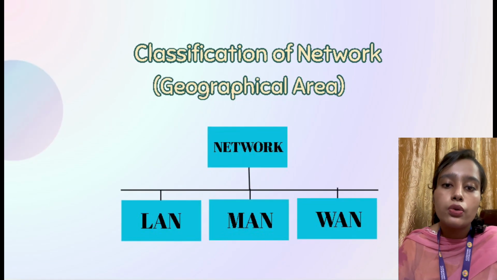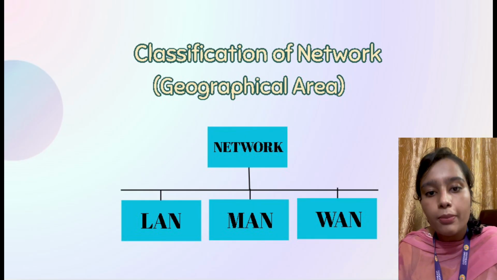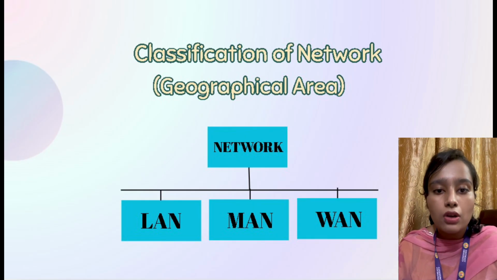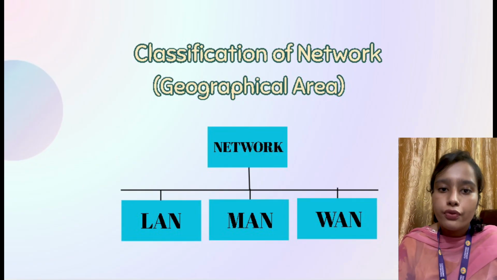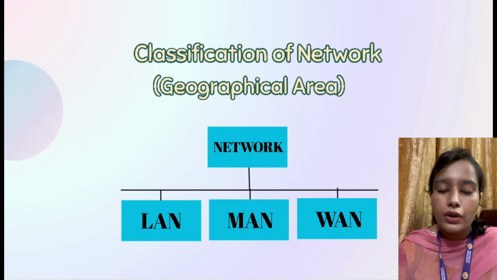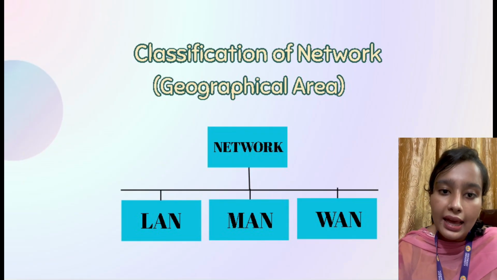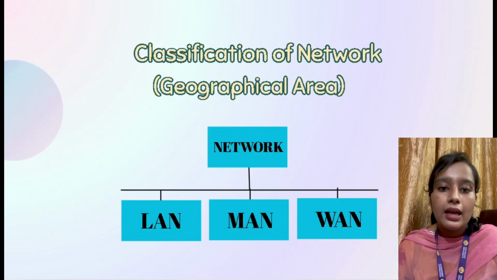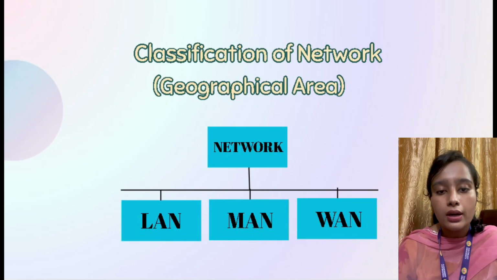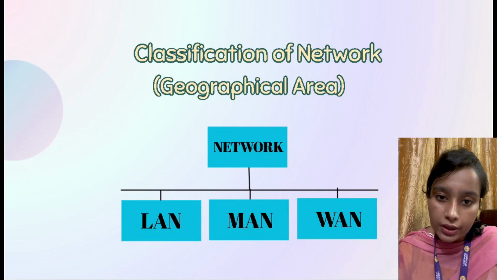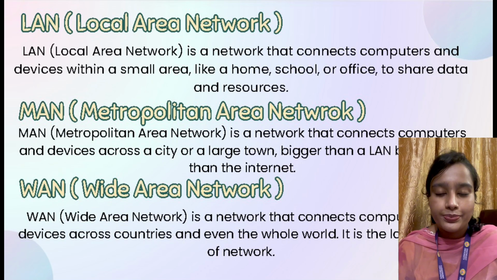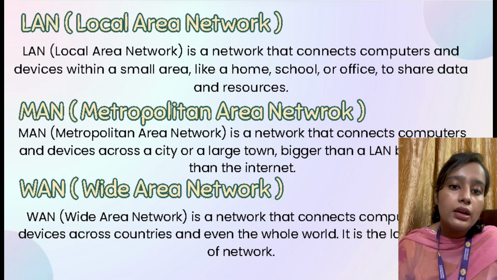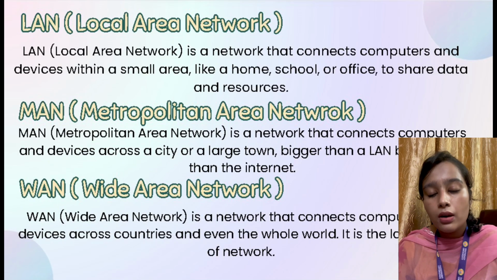And now I would like to explain about our second type of classification, which is based on geographical area. There are three types of network which is based on geographical area. They are LAN, MAN, WAN. LAN is local area network, MAN is metropolitan area network, WAN is wide area network. Now in my next slide I will discuss about this. So in this slide I will define what is LAN, MAN and WAN.